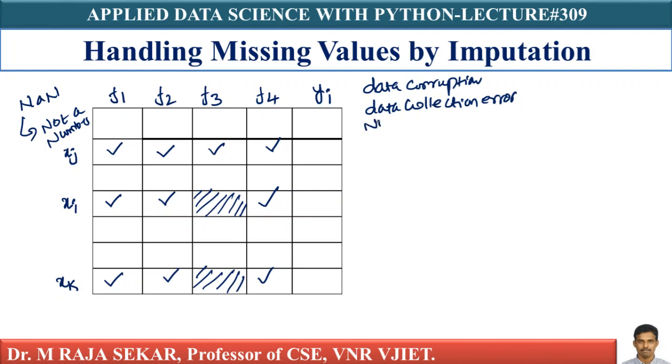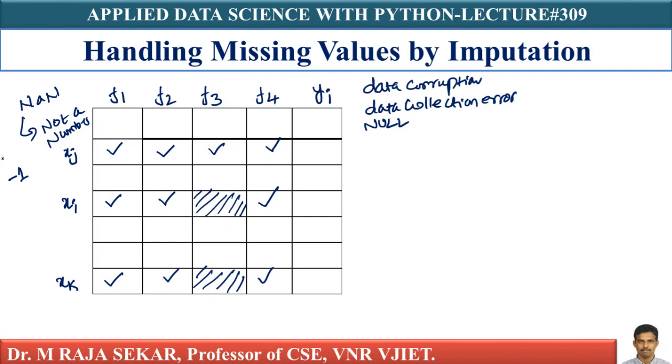Sometimes people represent missing values by null. Null means there is no value there. Sometimes it's NaN, sometimes it's null, it depends. Sometimes people even put a number like -1 to represent that there is no value. So when you have a missing value, there are multiple ways to featurize it. Let's see how to featurize.